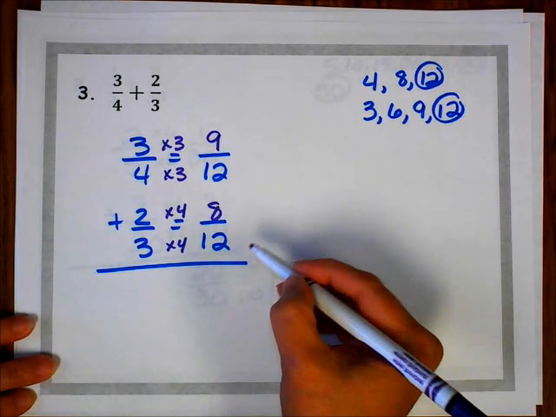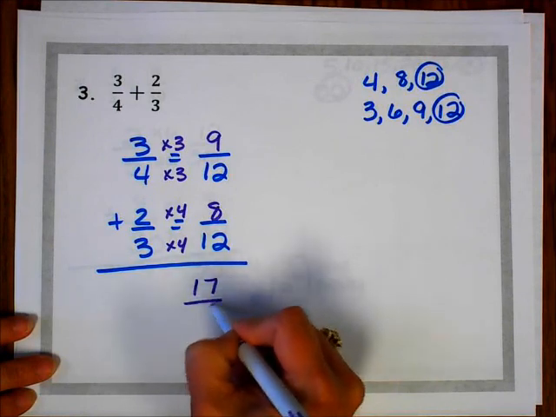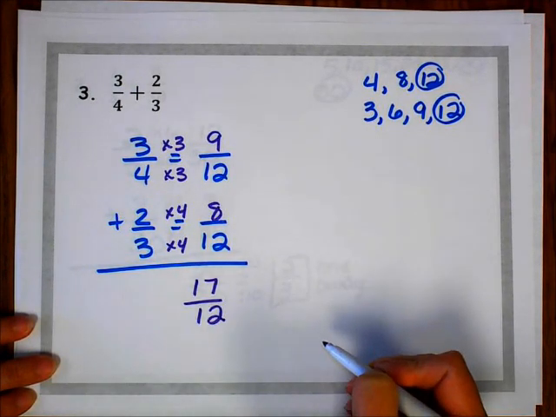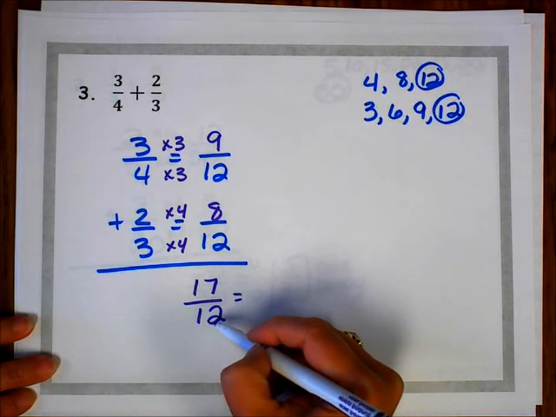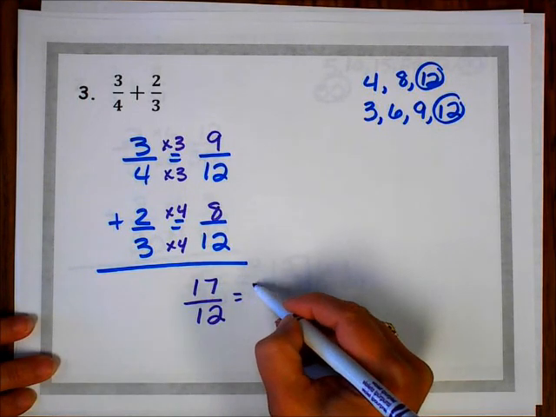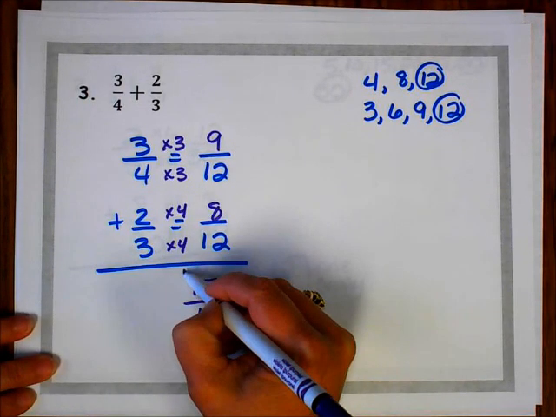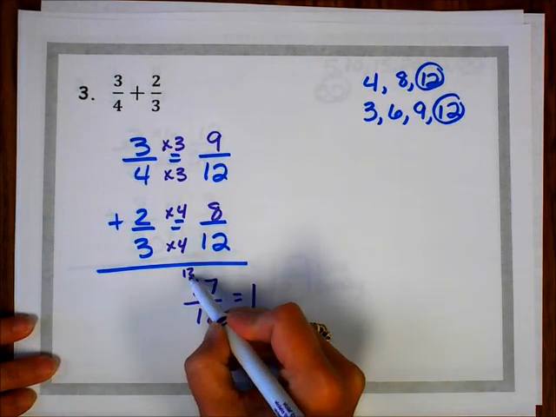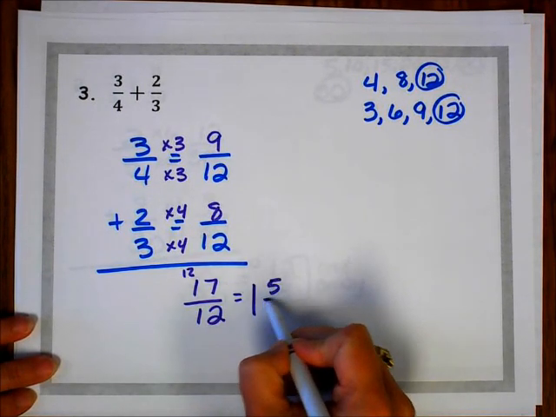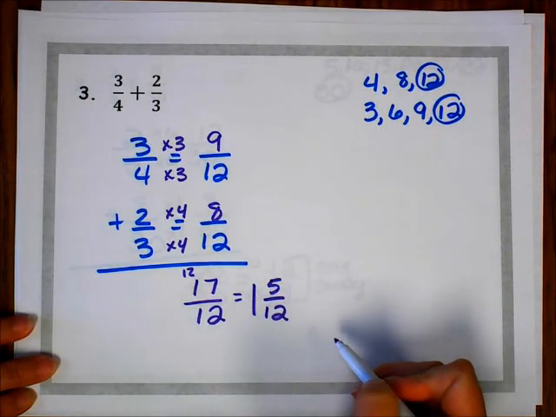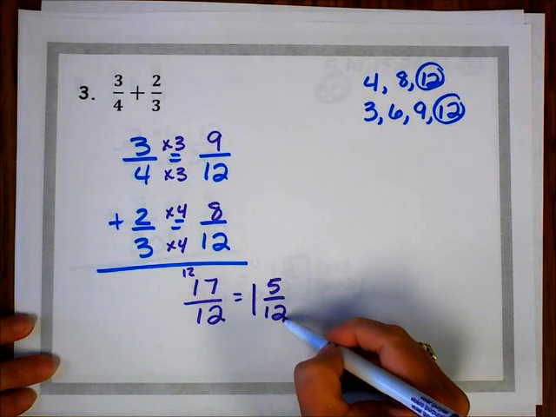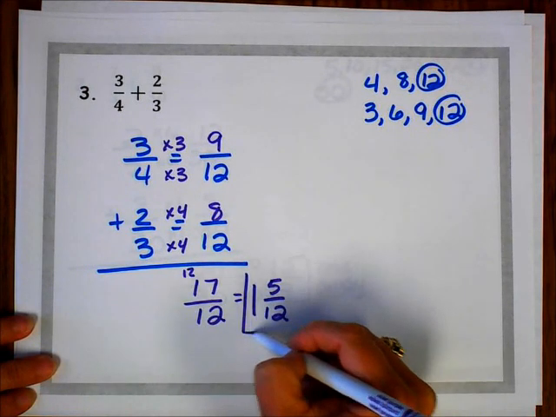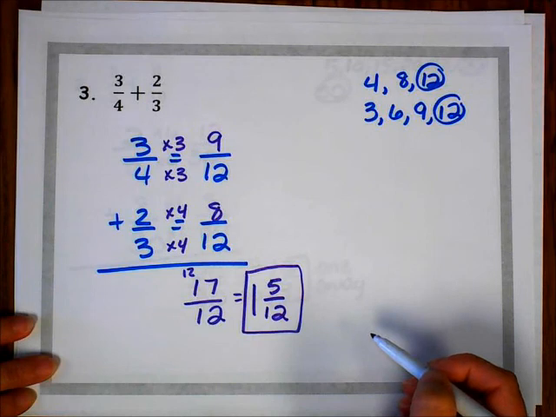9/12 plus 8/12 is 17/12. I hope you noticed that your answer was an improper fraction, so you had to simplify. So I know that 12 divides into 17 1 time. 1 times 12 is 12. 17 minus 12, I have 5 left over. My denominator stays the same. I notice that my numerator is prime, won't divide into my denominator, so 1 and 5/12 is in simplest form.